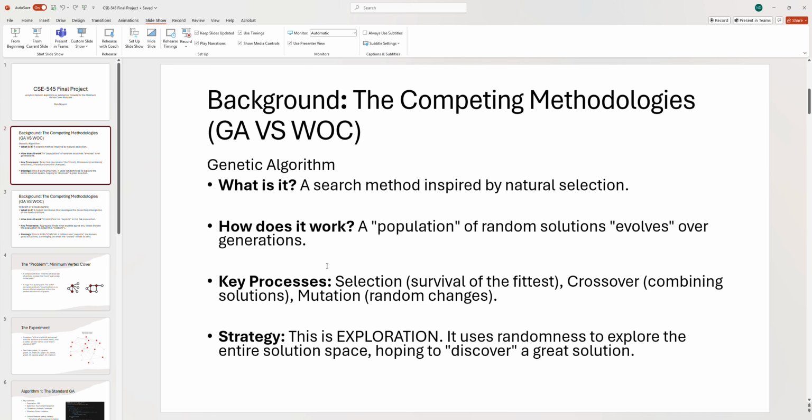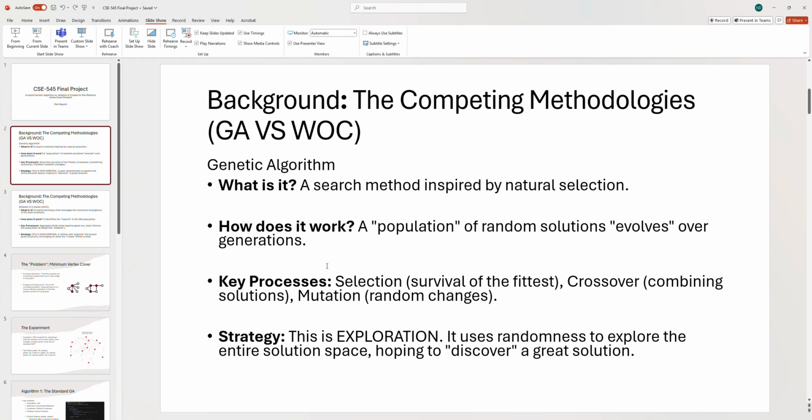So for our background, we have the competing methodologies, the genetic algorithm versus the wisdom of crowds. So genetic algorithm, what is it? This is a search method inspired by natural selection. It works by evolving a population of random solutions over many generations using processes like selection, crossover, and mutation. The key element here is that it's random. The genetic algorithm has a strategy of exploration. It's designed to randomly explore an entire vast solution space, hoping to discover a great solution. Otherwise, it is dependent on how lucky it gets.